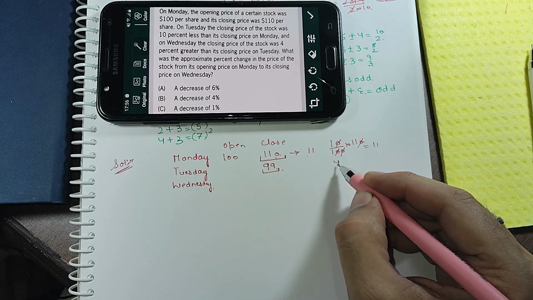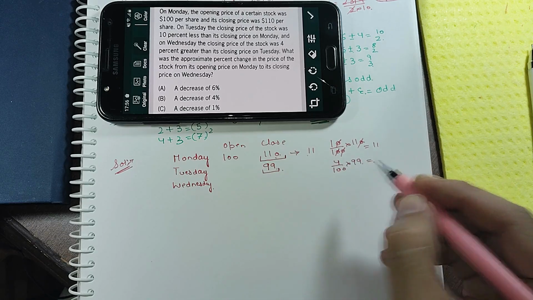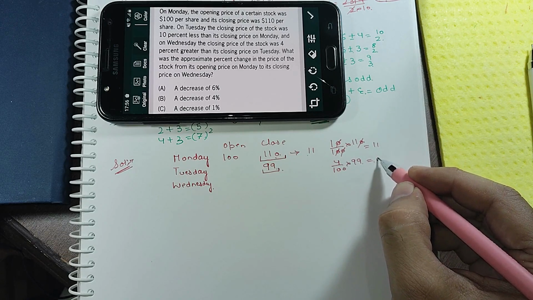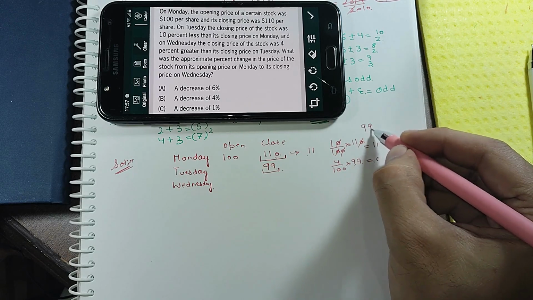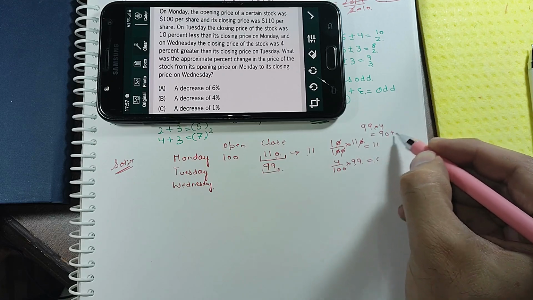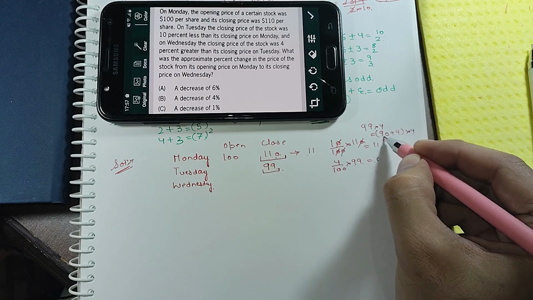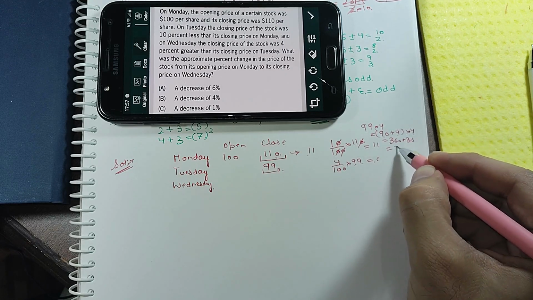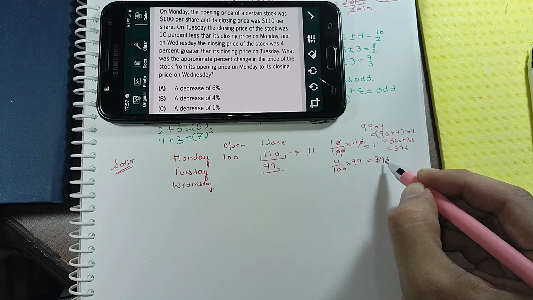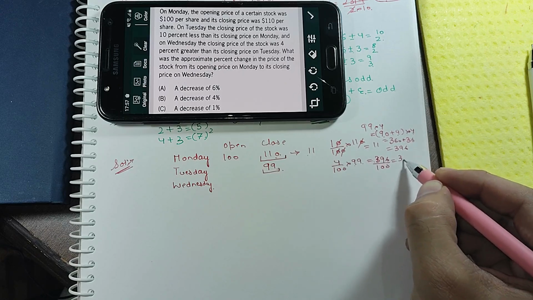So 4% of 99. This will be 0.99 into 4. See how we multiply this? 99 into 4 is 90 into 4, which is 360, plus 9 into 4, which is 36. So this is 396. 396 divided by 100 will be 3.96.